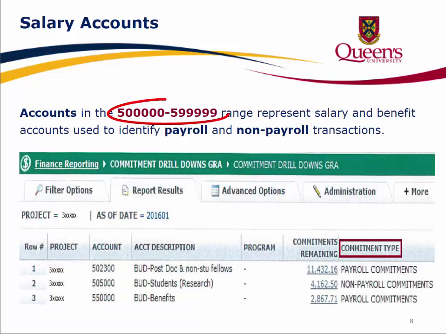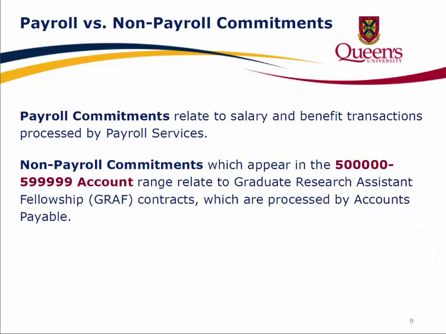Accounts beginning with 5 represent salary and benefit accounts. These accounts are used to identify payroll and non-payroll transactions. The type of commitment is identified under the Commitment Type column. Payroll commitments relate to salary and benefit transactions processed by payroll services. Non-payroll commitments within the 5 account range relate to Graduate Research Assistant Fellowship, or GRAF, contracts. These transactions are processed by the Accounts Payable Unit.